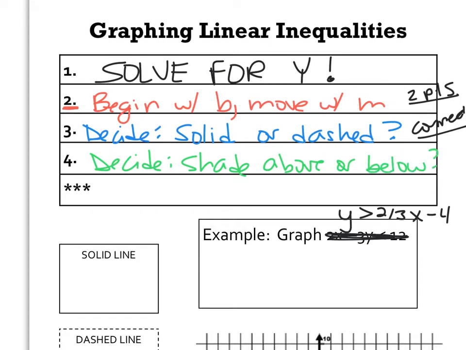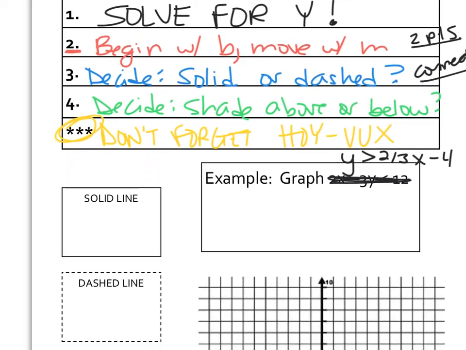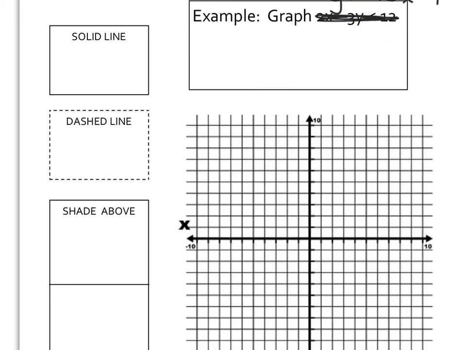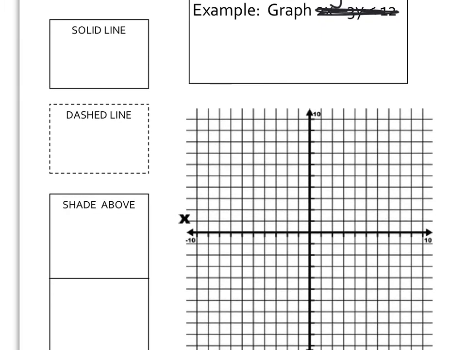This last part is to say, don't forget HOIVAKS. Horizontal lines are 0 slope and y equals a number. Vertical lines have undefined slope and are x equals a number. These come up a lot, so that's why I put little stars right there. So don't forget HOIVAKS.